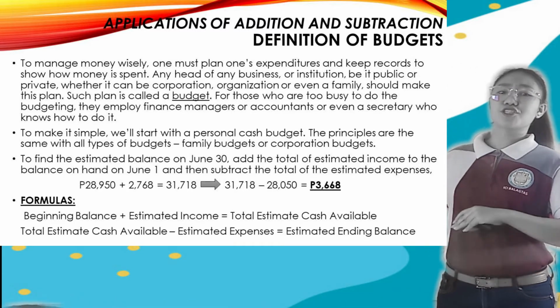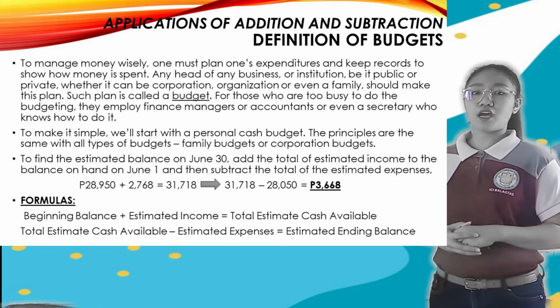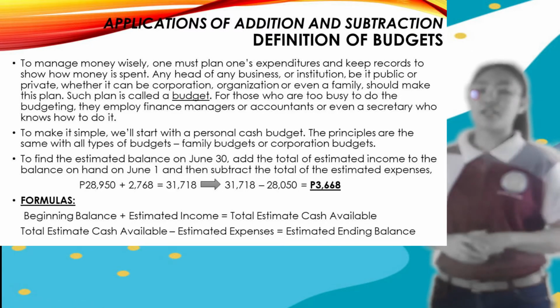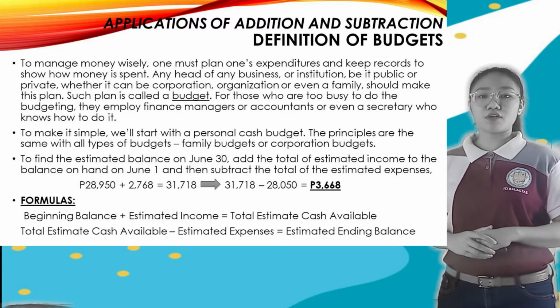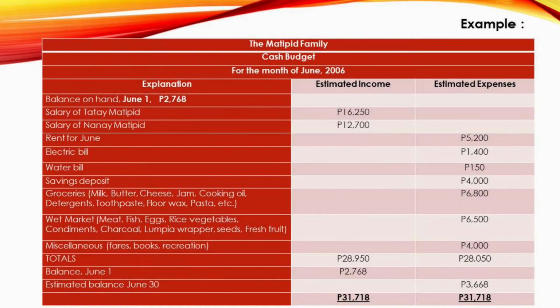To find the estimated balance on June 30, add the total of estimated income to the balance on hand on June 1 and then subtract the total of the estimated expenses. So we have an example. So the Matipid family cash budget for the month of June 2006. So we have an explanation, estimated income and estimated expenses.